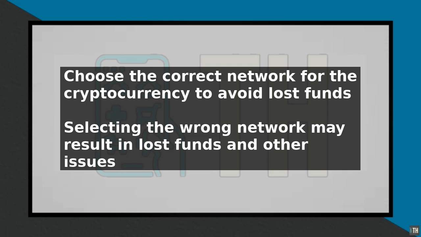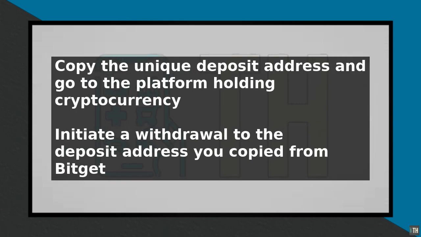After initiating the withdrawal, it may take some time for the funds to arrive in your Bitget account. The processing time varies depending on the network congestion and the speed of the blockchain. You can track the status of your deposit in the Assets page.